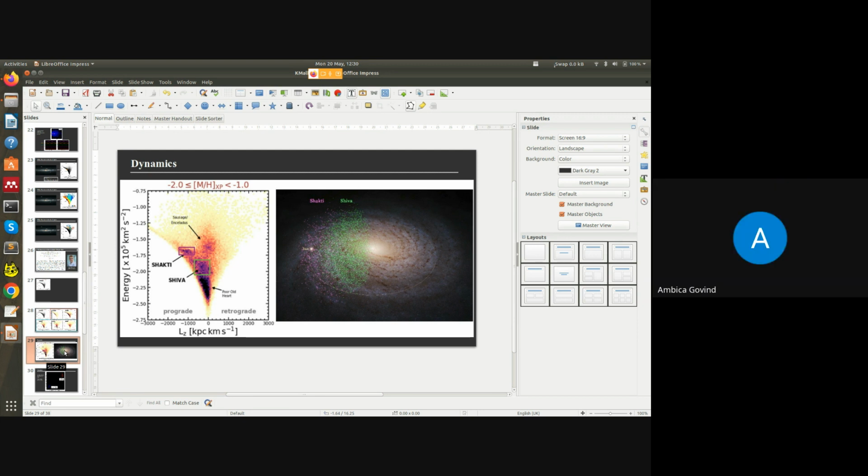Yeah, one more. I can see in the graph that there are a fair amount of stars which have Lz of 0, but they're still not in the bulge. What does that mean? Does that probably mean that it's moving perpendicular? And how did those stars even come about?